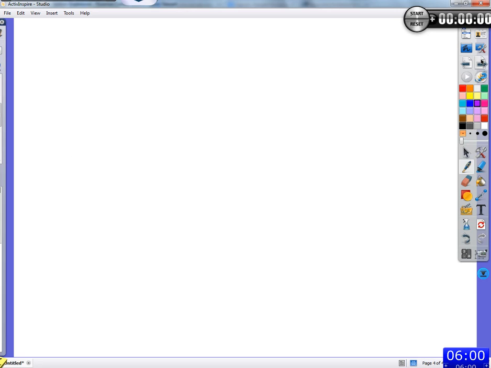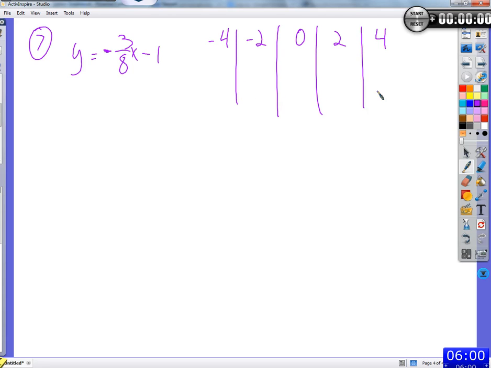Next question. 7. Just to fill in, we can make this into a table. X's. Y's. How do we complete this table?